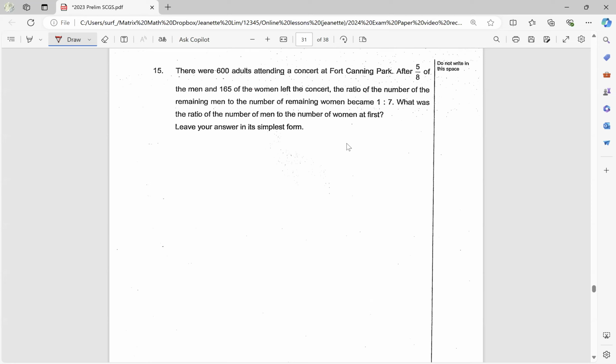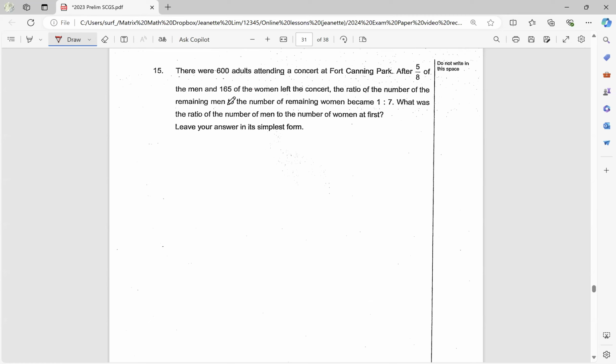Question 15, there were 600 adults attending a concert at Fort Canning Park. After 5/8 of the men and 165 of the women left the concert, the ratio of the number of remaining men to the remaining women became 1:7. So what was the ratio of men to women at first?